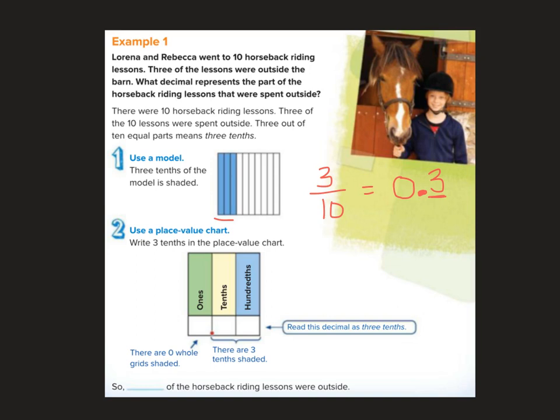Here's a little place value chart. We have 0 ones and 3 tenths. We don't have any hundredths either, so we just put the 3 in the tenths place. So 0 and 3 tenths of the horseback riding lessons were outside.